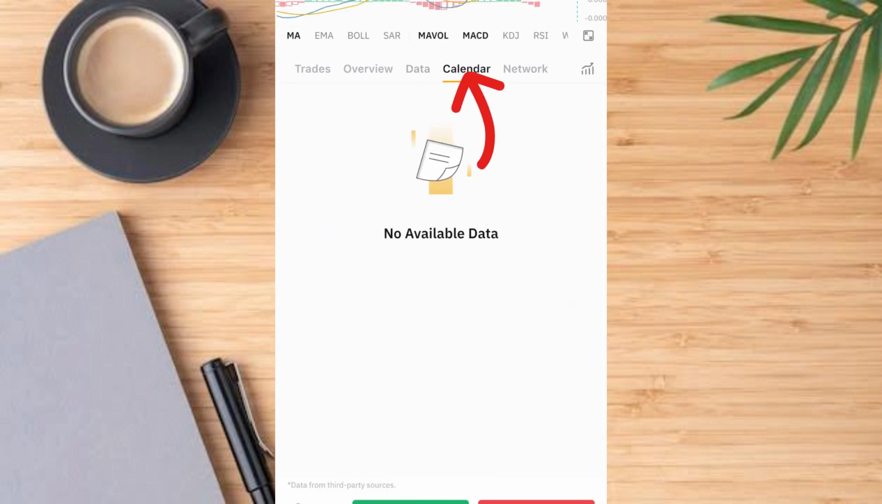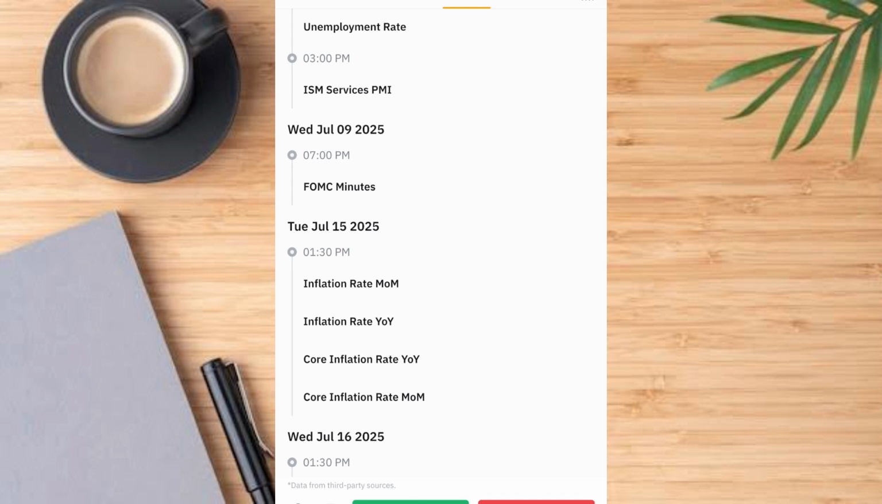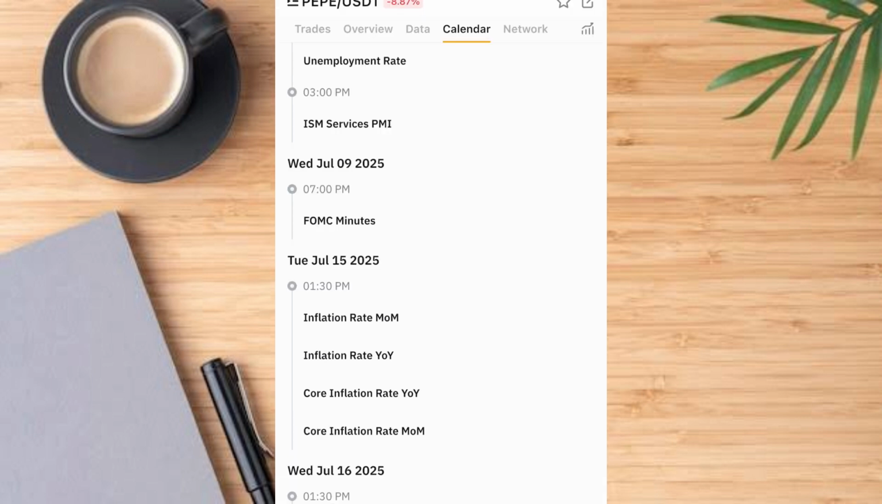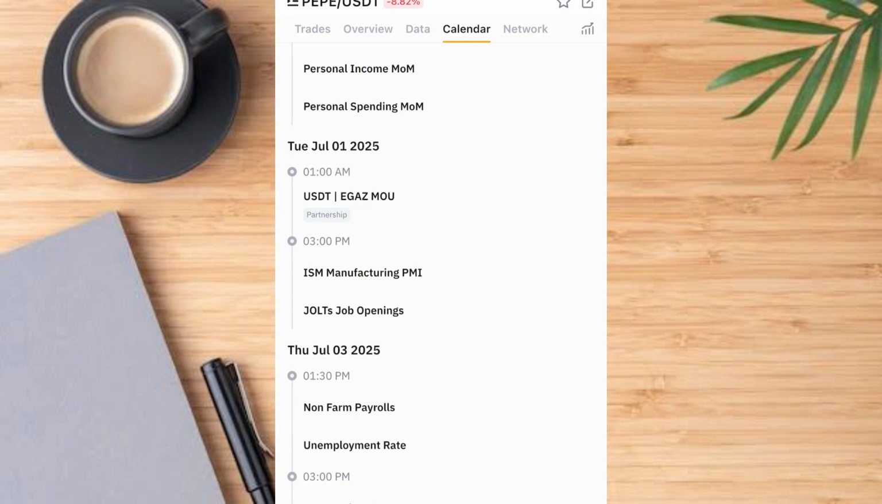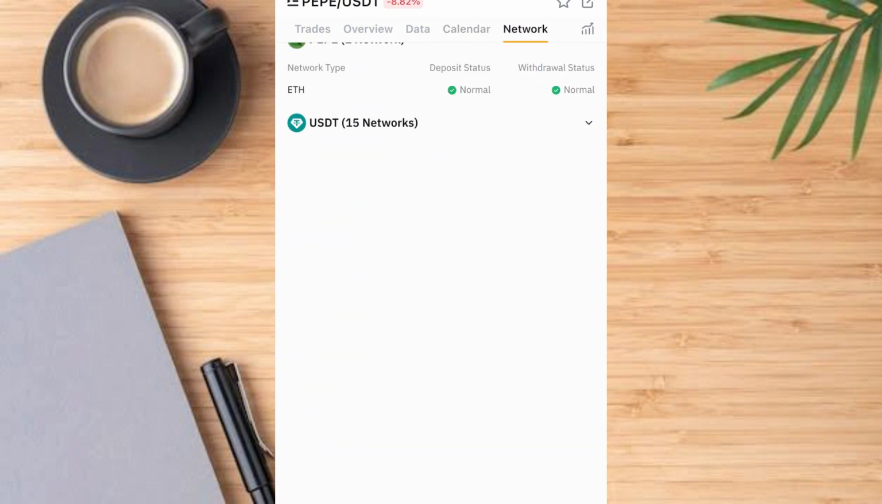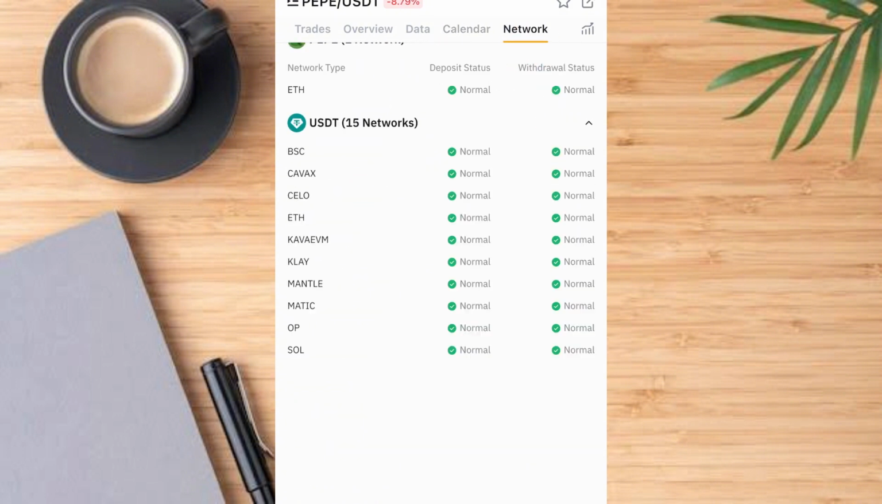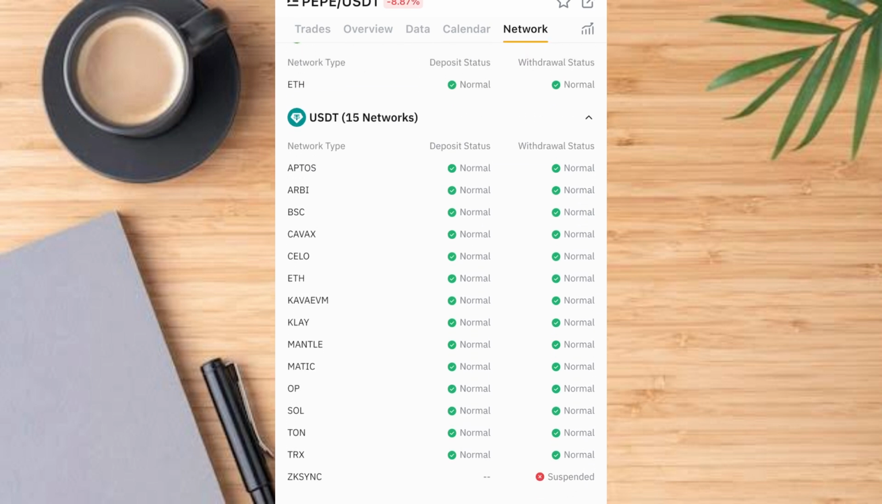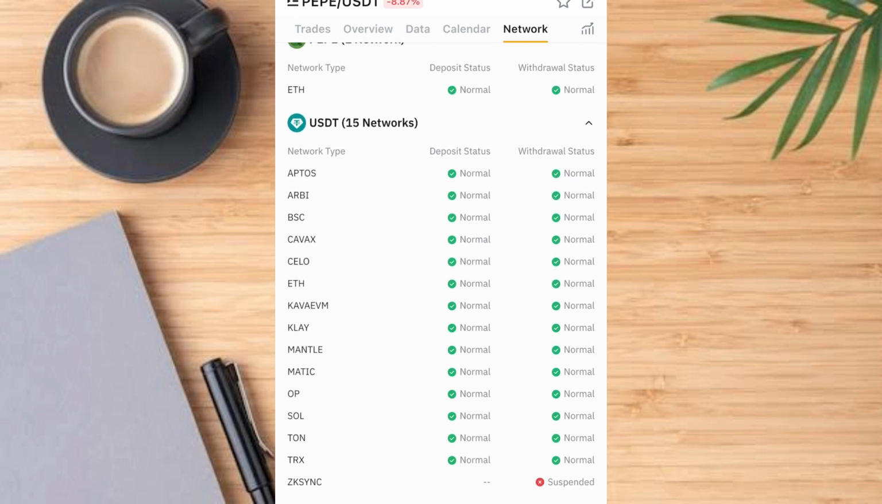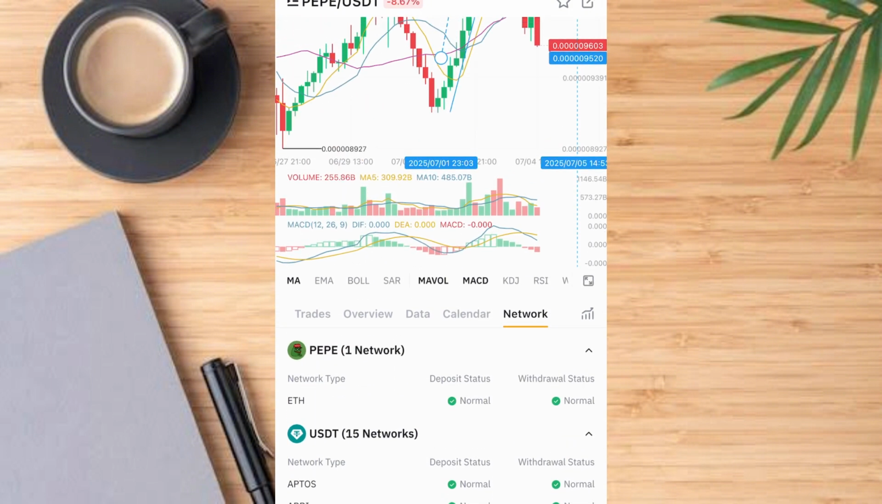Then you tap on calendar. You have other information that can affect the current crypto you are trading. Here you have so many options that you can access on this platform. Then you have network. Then you see the network which the crypto is using. You can as well see a lot of networks here. You have Aptos, ARB, BSC, Canvas, Celo, and so many options. So this is all you need to know about chart.